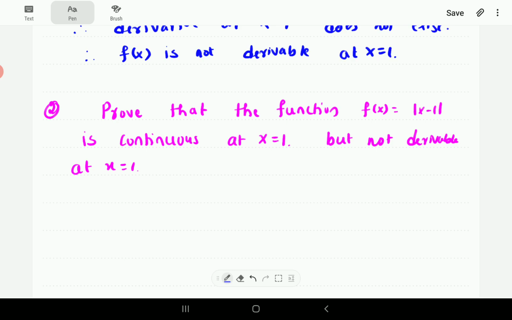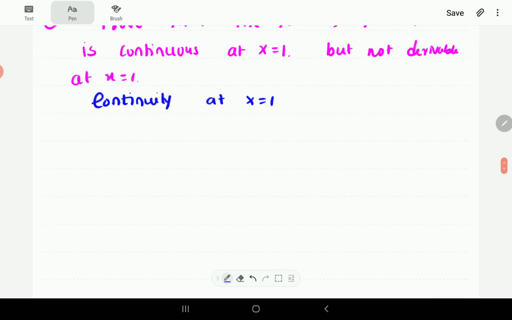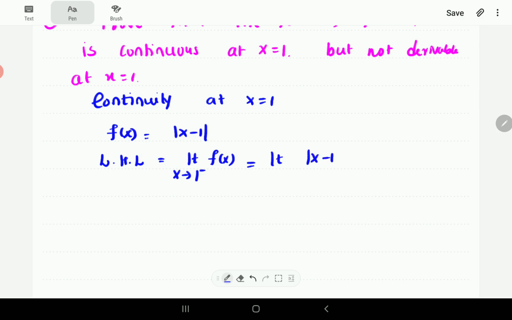So first we will see continuity at x equal to 1. We will check whether that is continuous or not. Continuity at x equal to 1. Okay. So given function is f of x equal to modulus of x minus 1. Let us find out the left hand limit first. To find out the left hand limit, we know limit of f of x as x is tending to 1 minus, because at x equal to 1 we have to check. So this is equal to limit modulus of x minus 1 as x is tending to 1 minus.